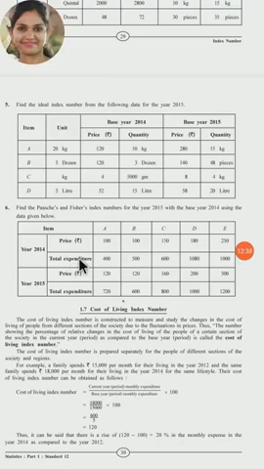Okay, then to question number 5. In question number 5, you can see price and quantity. It means P and Q are directly given. But here, price and total expenditure are given. What is total expenditure? Total expenditure means price per unit into quantity, consumption.